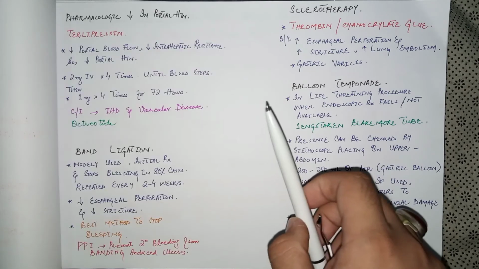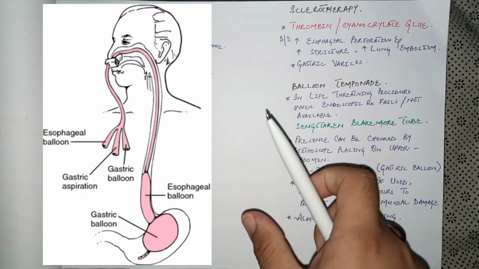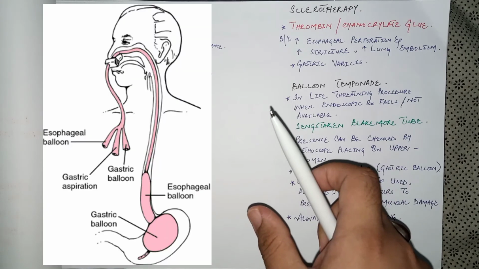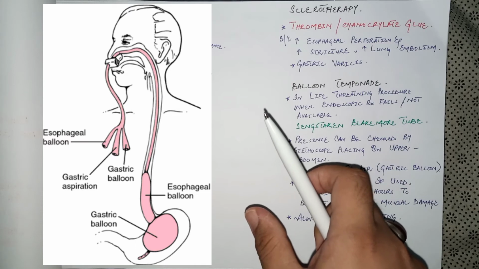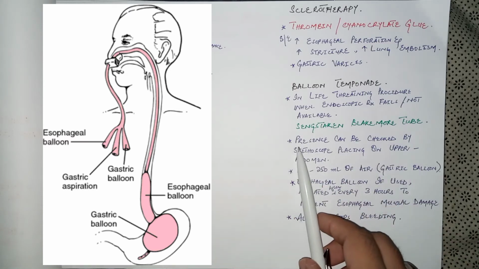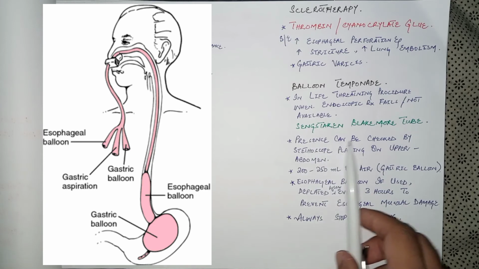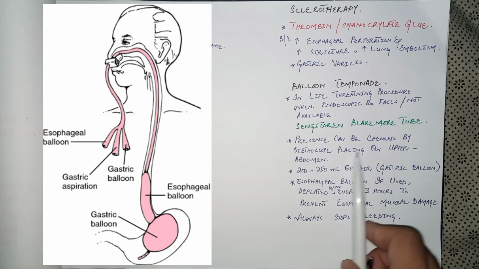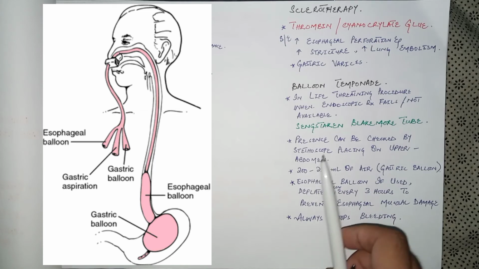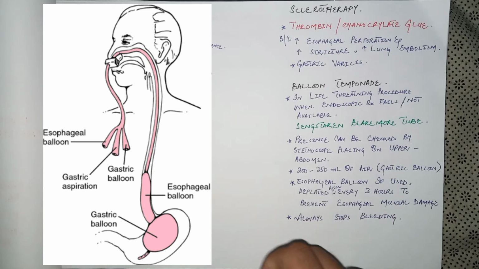And then air is inflated into these balloons. After the inflation, it presses the blood vessels and ultimately reduces or stops the bleeding. The presence of this tube in the stomach can be checked with a stethoscope by placing it on the upper abdomen, and then introducing air into this tube.